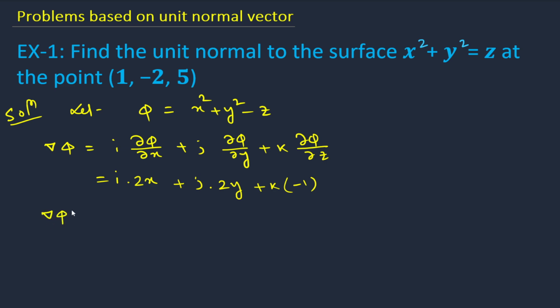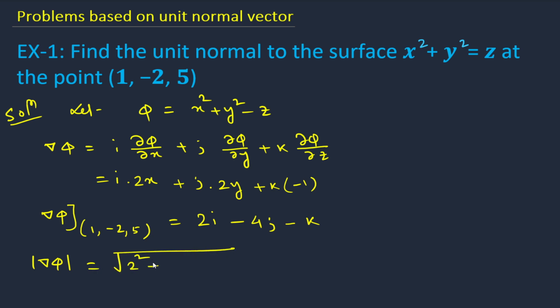Now we will find grad phi at the point 1, minus 2 and 5. So in place of x we have to put 1, so it will become 2 i cap, and then in place of y we put minus 2, so it will become minus 4 j, and then there is no z, so it will be simply minus k cap. Now we have to find the magnitude. So it will be root over 2 square plus minus 4 square plus minus 1 square, so it will become 4 plus 16 is 20, and then plus 1, 21, root over 21.